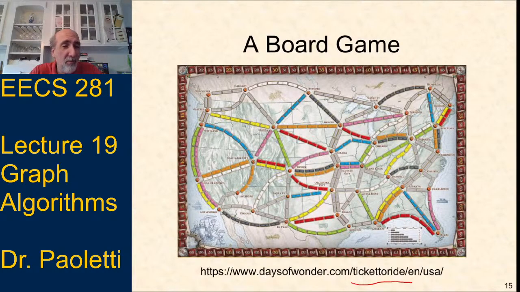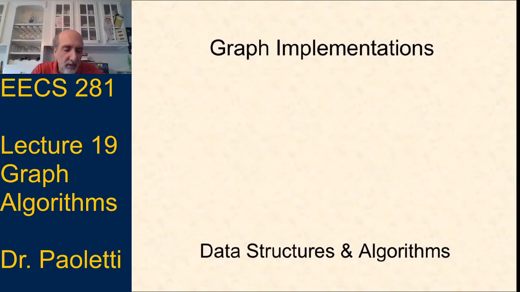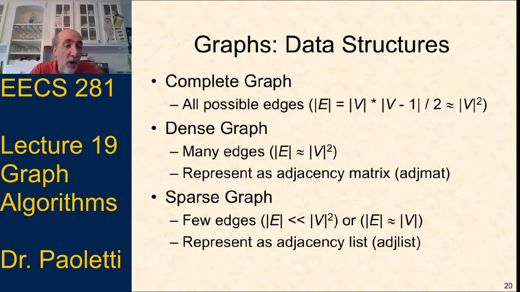So some games very clearly have a graph, some indirectly have a graph, and some games really don't have a graph associated with them, but many do. So we're going to look at some graph implementations. How do we represent a graph?